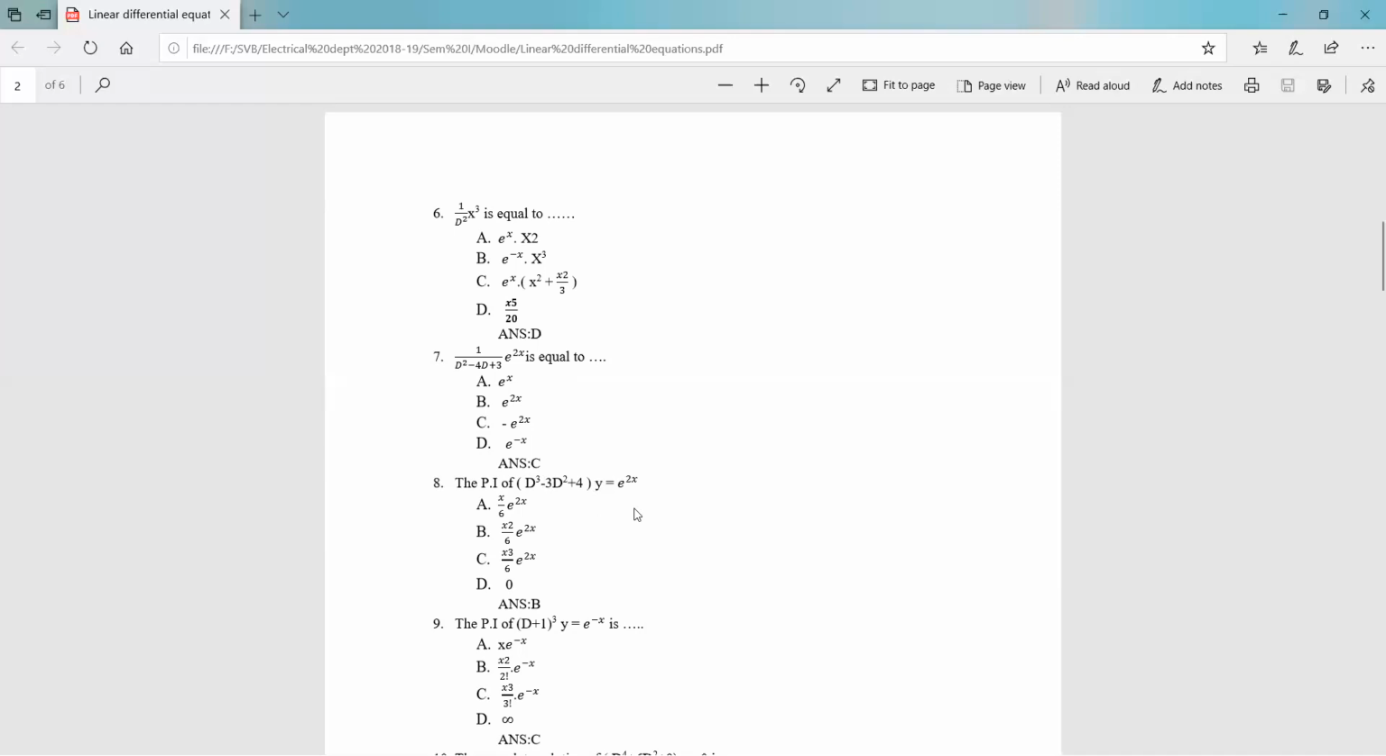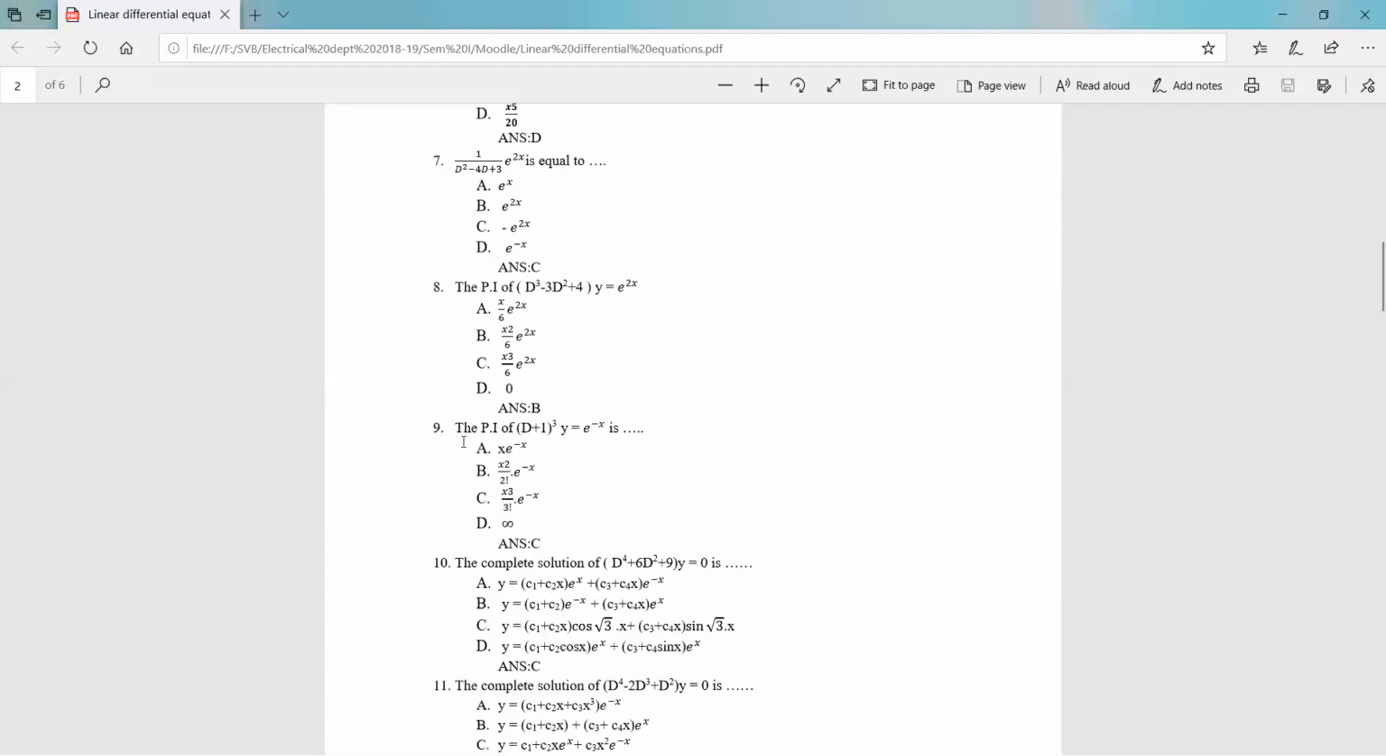Whenever we put d is equal to 2 and the denominator becomes 0, what do we do? We take x on the numerator and take the derivative of the denominator. Again put d is equal to 2 and check whether the denominator becomes 0 or not. If the denominator becomes 0, then again take x square on the numerator and take the derivative of the denominator again. By using this process we get the answer as x square upon 6 into e raised to 2x.